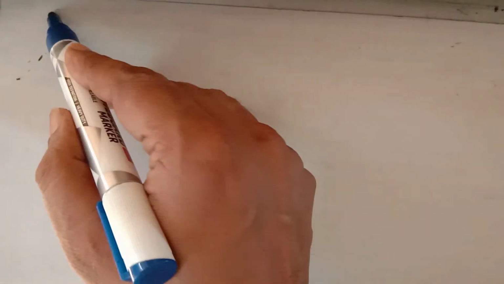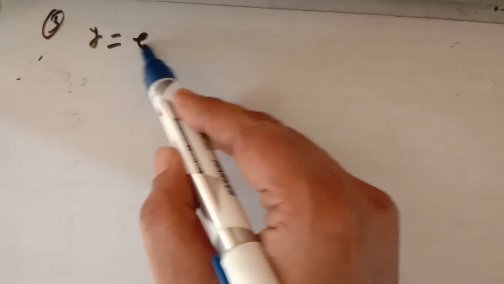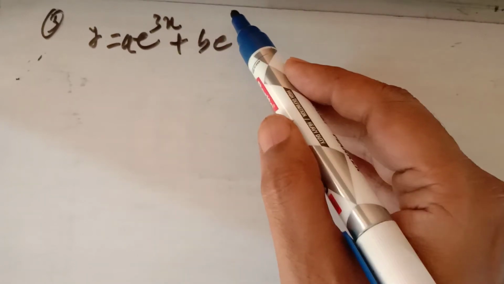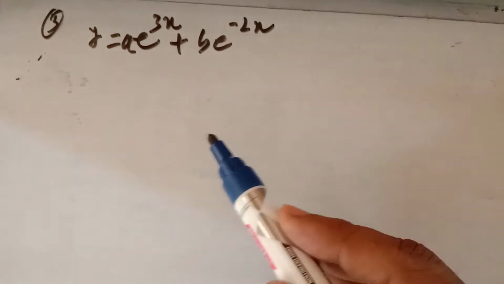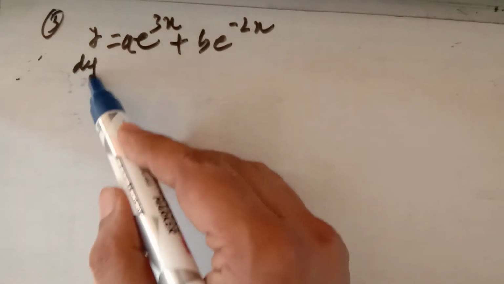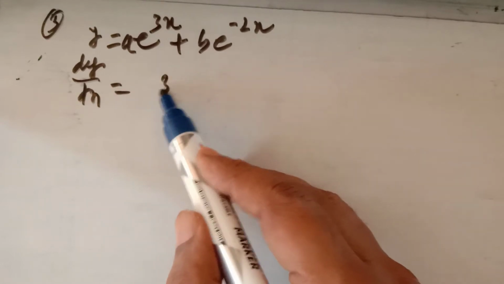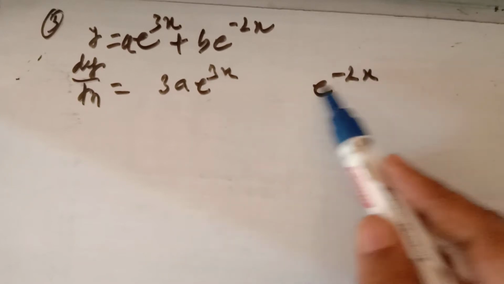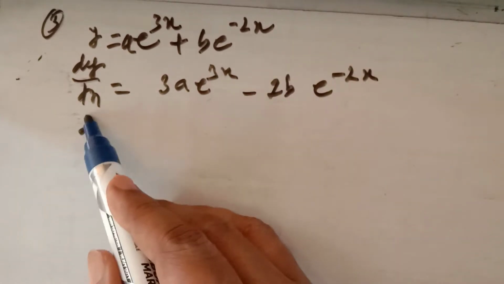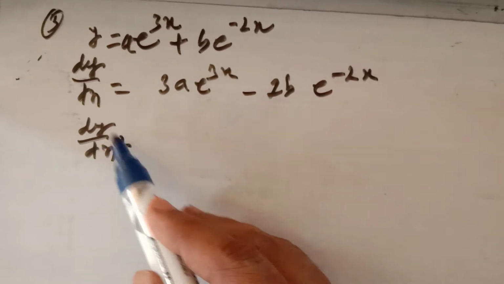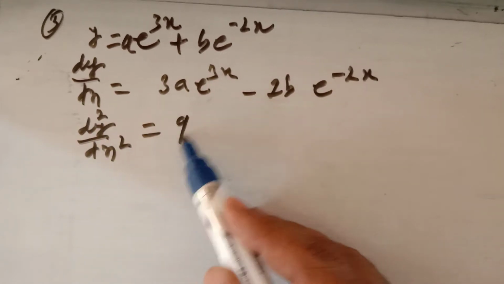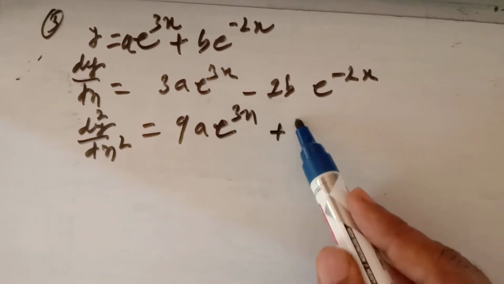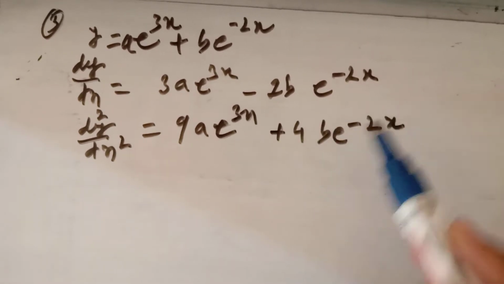Again, let us take the third. We have y is equal to e to the power 3x into (a plus b e to the power minus 2x). So again we have two arbitrary constants. So first of all differentiate it. It will be 3a e to the power 3x, plus the derivative of b e to the power minus 2x, which is b e to the power minus 2x into minus 2. Again you can differentiate it. Second derivative, it will be 9a e to the power 3x, plus b e to the power minus 2x into minus 2 times minus 2, that is plus 4b e to the power minus 2x.